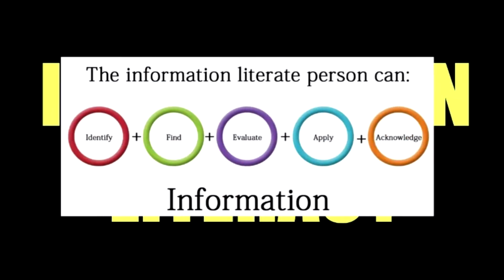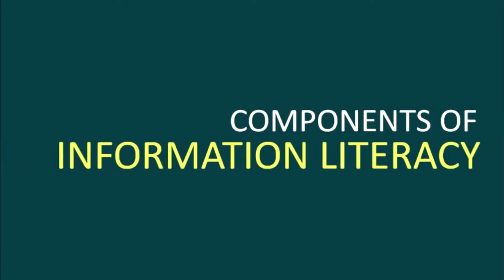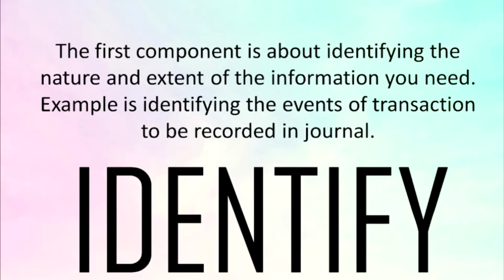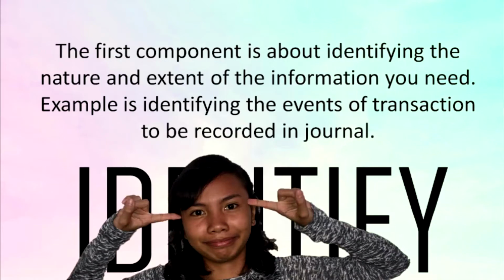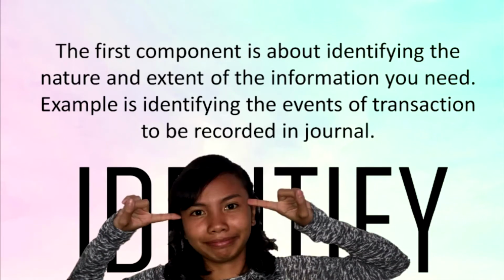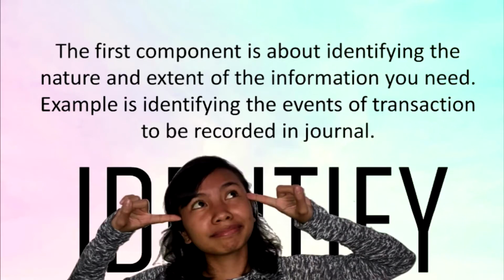Information literacy can be divided into 5 separate components. Let's take a look at how each of these components applies to success in real life. The first component is about identifying the nature and extent of the information you need. An example is identifying the events of transaction to be recorded in the journal.